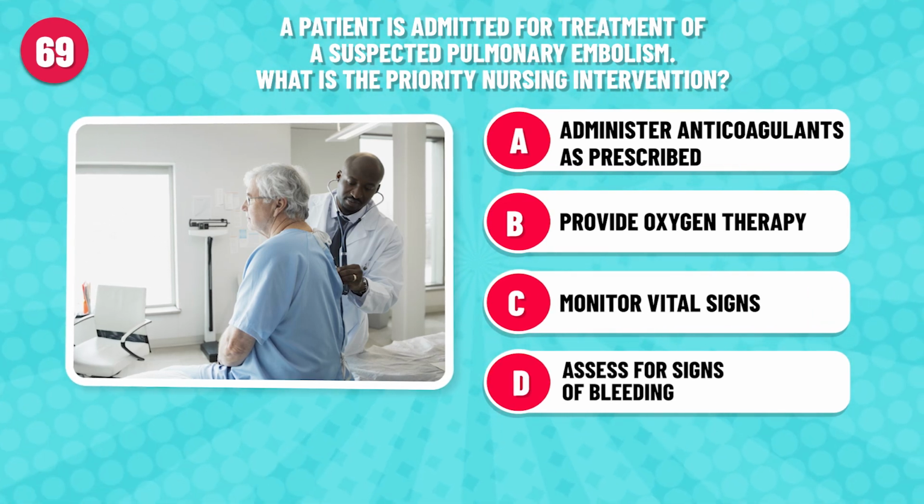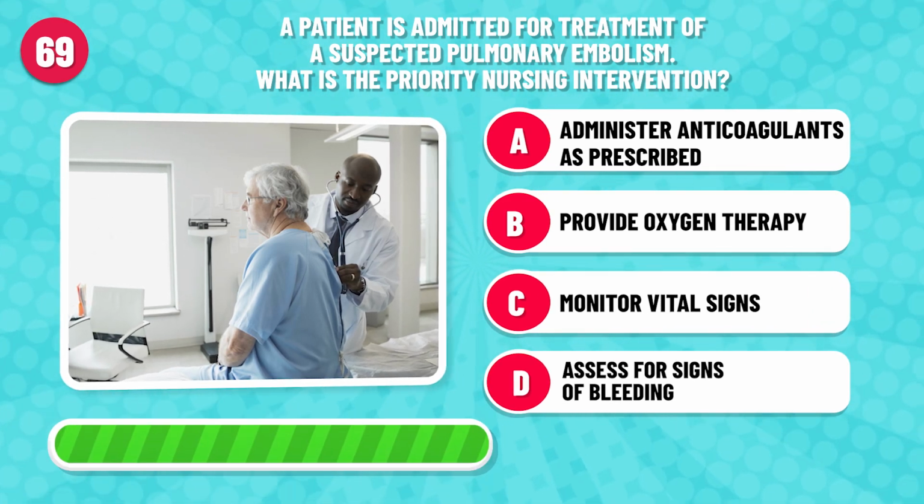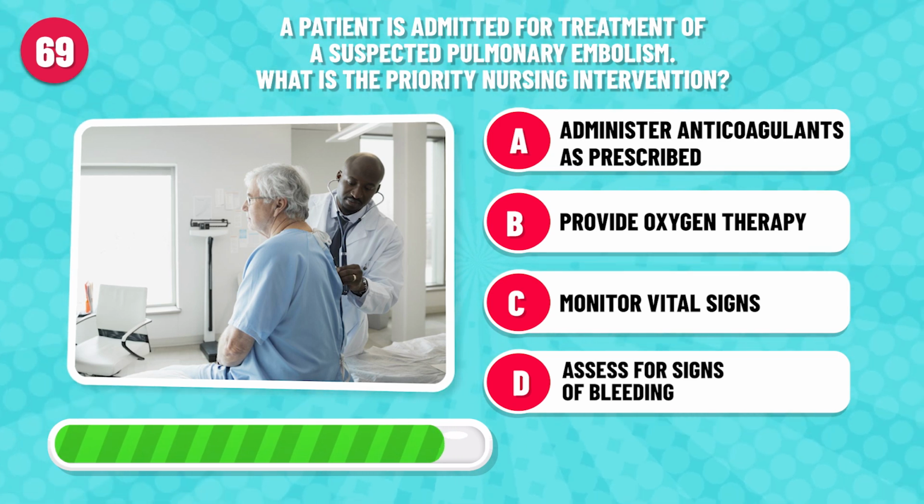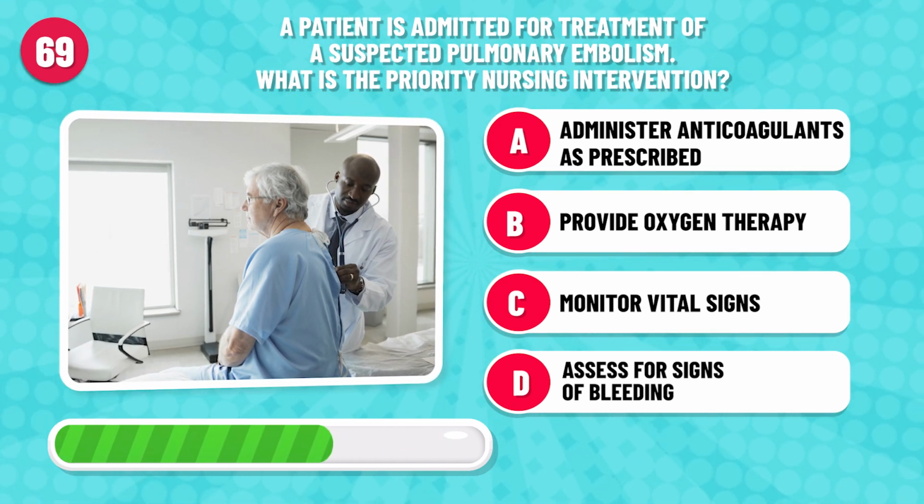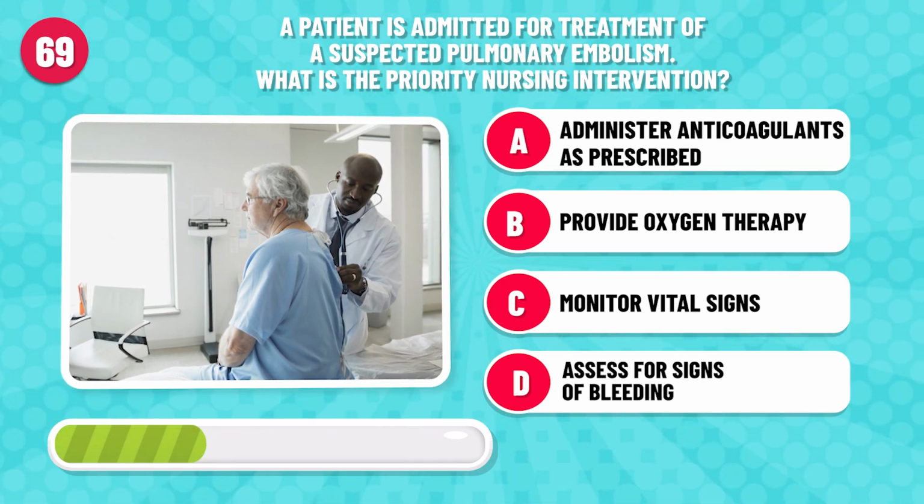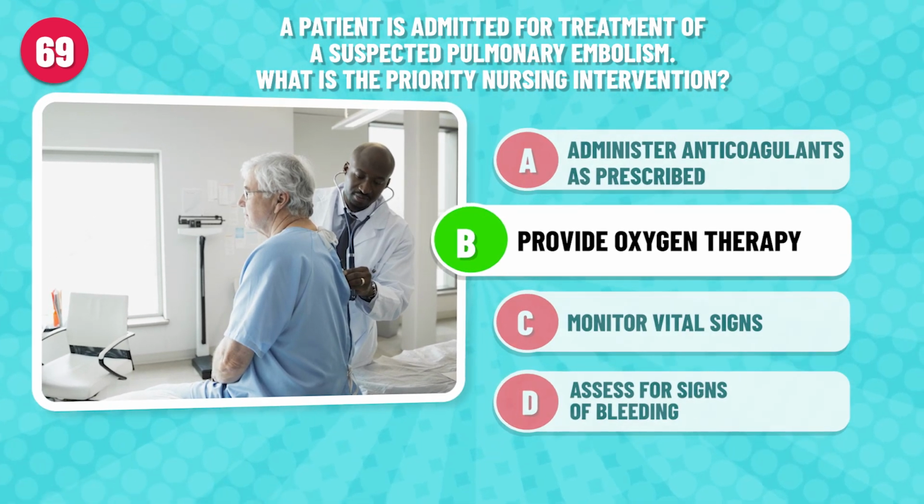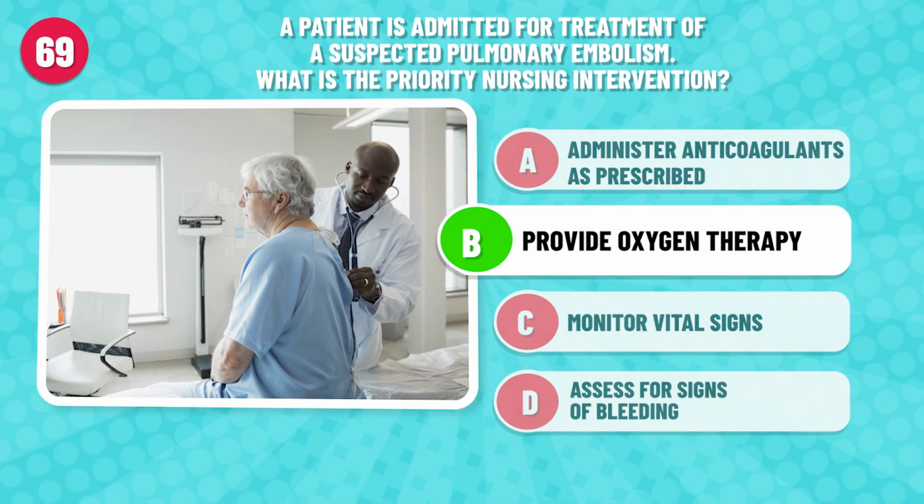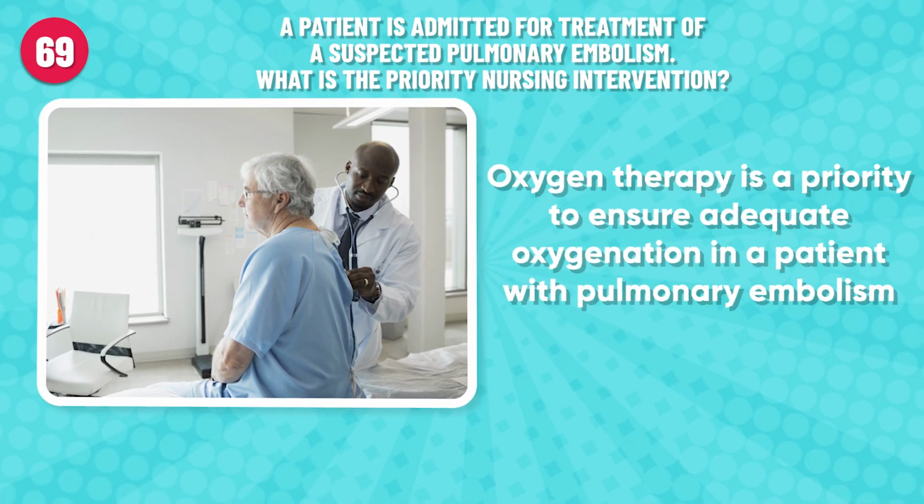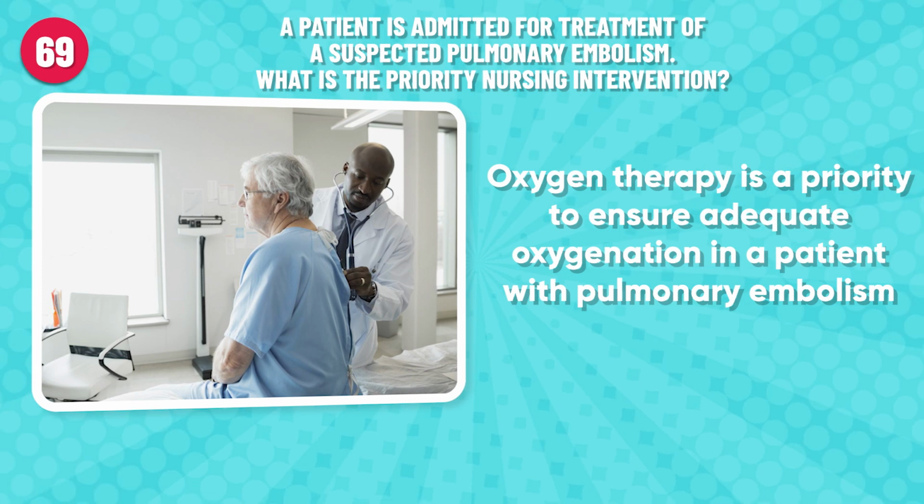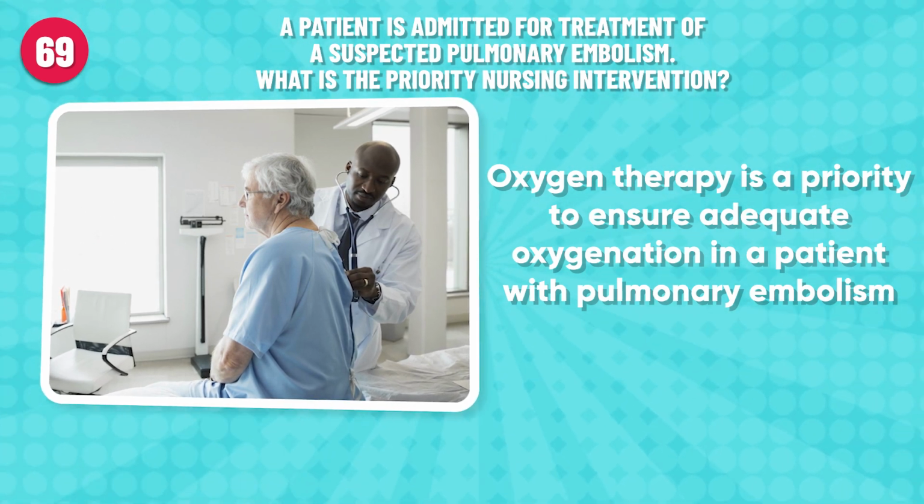A patient is admitted for treatment of a suspected pulmonary embolism. What is the priority nursing intervention? It's B. Provide oxygen therapy. Oxygen therapy is a priority to ensure adequate oxygenation in a patient with pulmonary embolism.